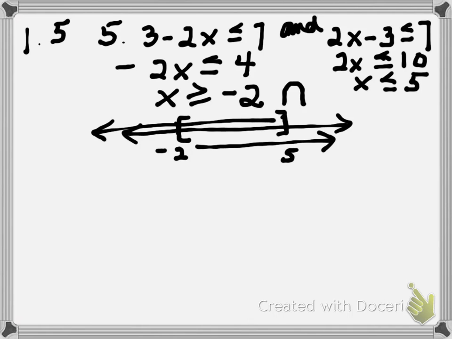With an "and", it's what they have in common, where they intersect. So they intersect in this region. So that's the solution. The solution is from -2 to 5 inclusive of the endpoints. So we show the interval [-2, 5] with a bracket, not a parenthesis.